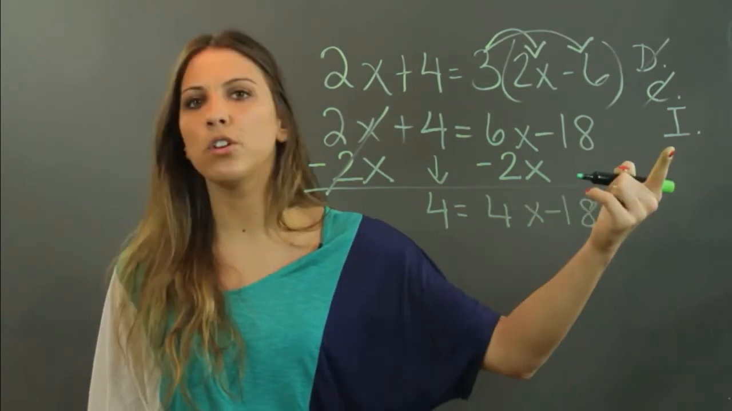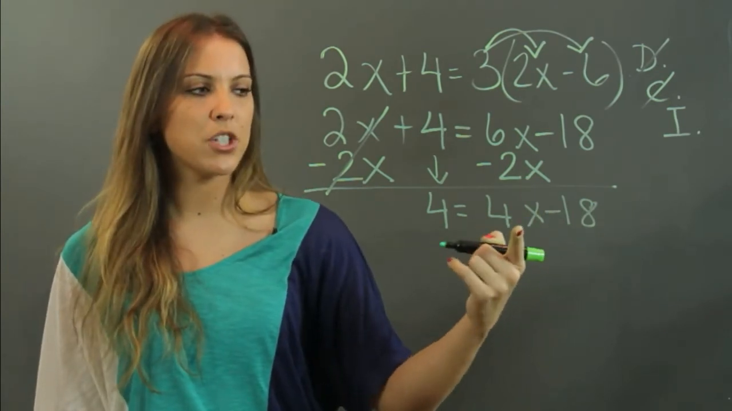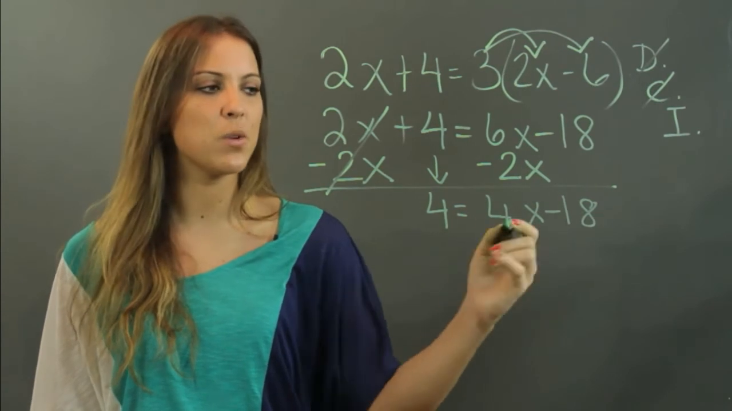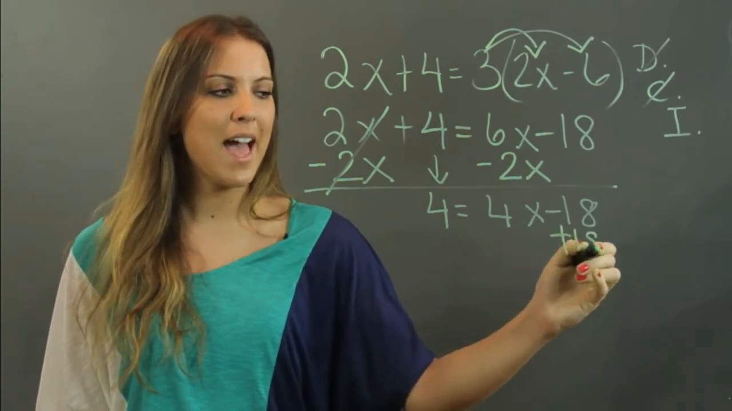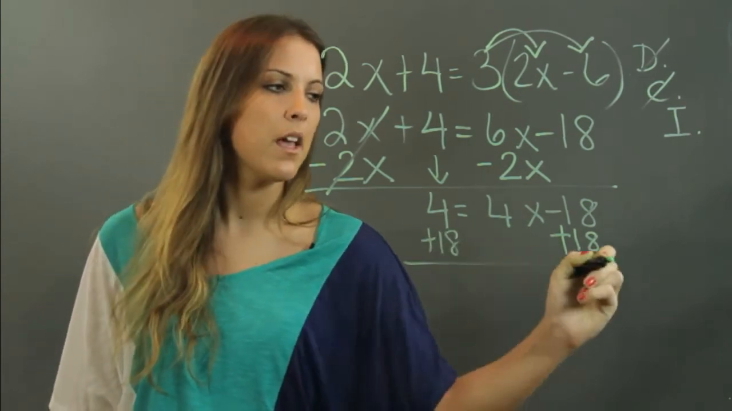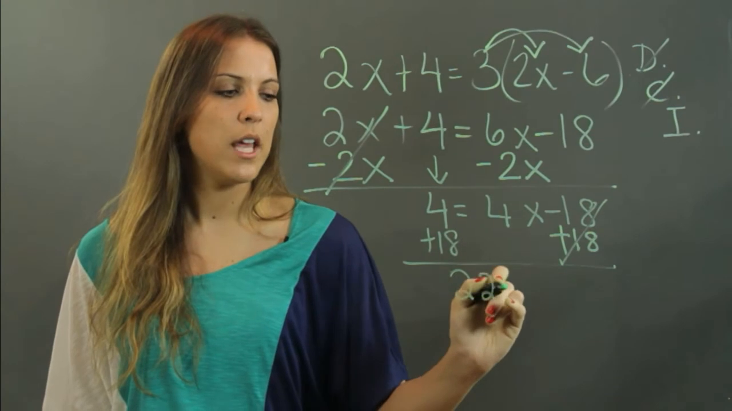And I'm going to continue to use inverse operations in order to isolate my variable. So I have multiplication and I have subtraction. You always get rid of addition or subtraction first. It's the easier way to do it. So I'm going to go ahead and add 18 to both sides. The inverse of minus 18 is plus 18. These cancel out. I get 4 + 18, which is 22, = 4x.